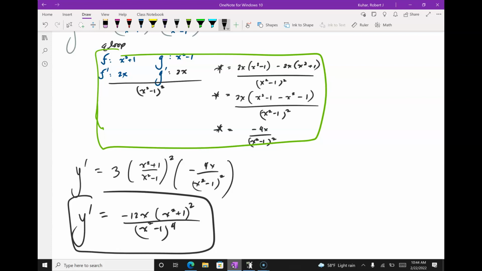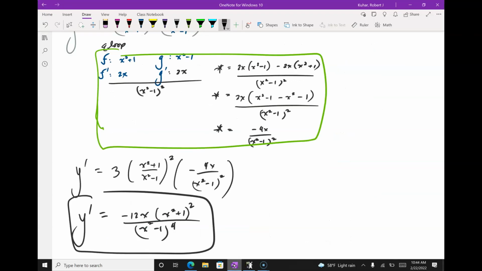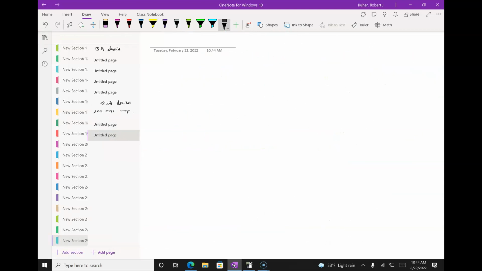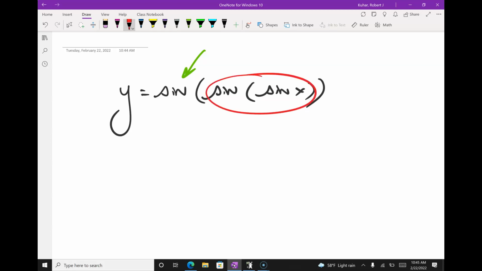So like number 32 is kind of fun. Sine of sine of x. Let's see how we do with it, okay? Again, I don't typically do these problems. So y equals sine of sine of x. For the original outside function, it's just a sine function. What's the cat though? Sine of x, right?